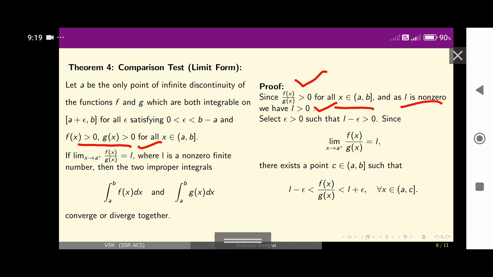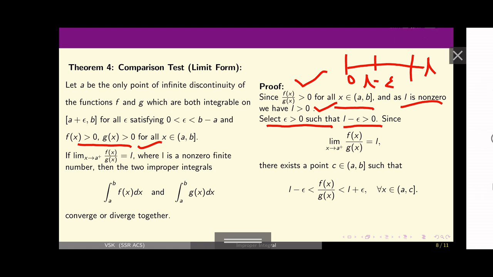So we can select an epsilon greater than 0 such that L minus epsilon is greater than 0. Suppose somewhere is 0 here, L is a non-zero, greater than 0 quantity. So we can find epsilon such that L minus epsilon is also greater than 0.